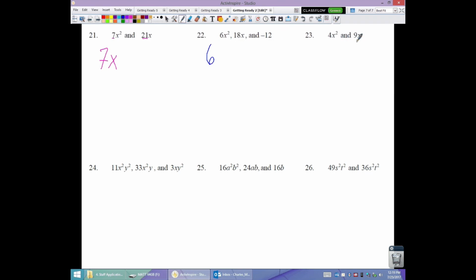4 and 9. Now there is no number larger than 1 that goes into 4 and 9, so my GCF for those is 1. And then x squared and x would just be x.